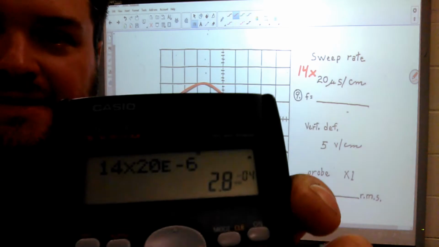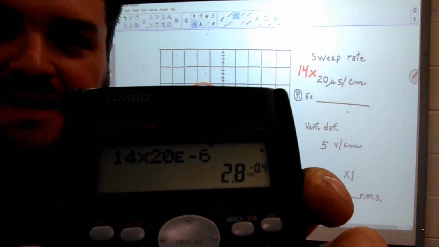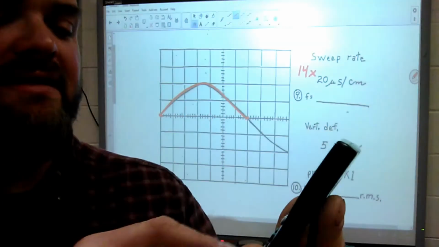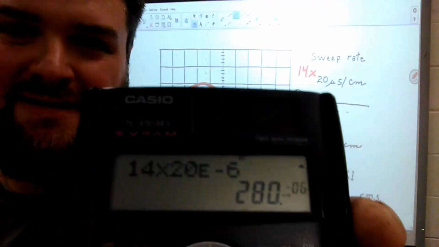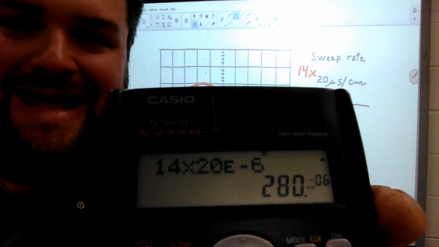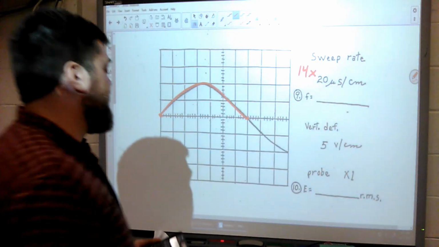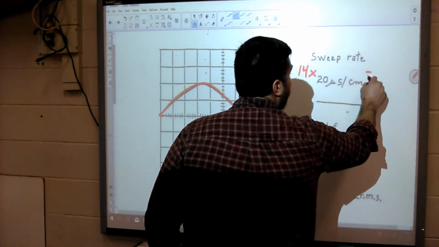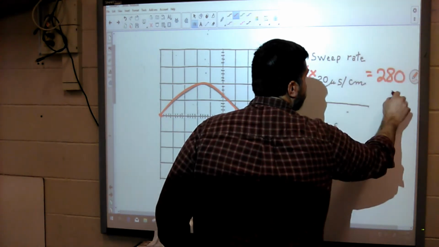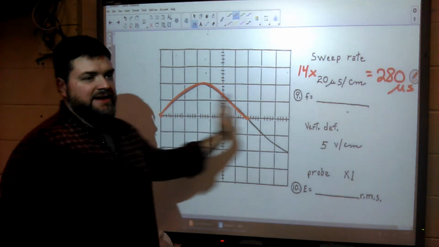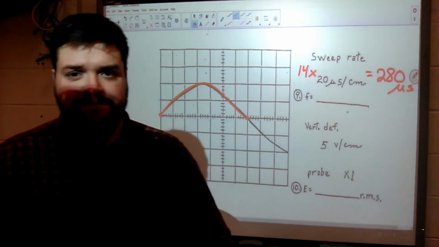worked out perfectly the way I wanted it to. What's that say? 2.8 with an exponent of -4. We don't use 4s. So what button do you got to hit? Wherever it is. There it is, the ENG button. All right, so hit the ENG button, and that gives us 280 microseconds. Okay, so you're going to write that right here.